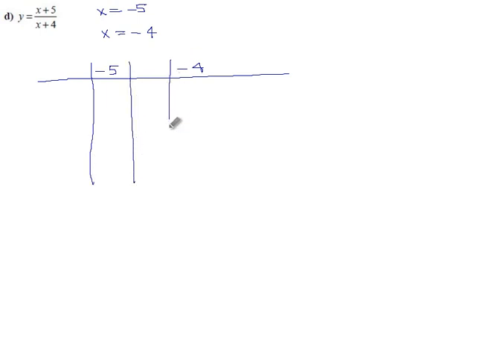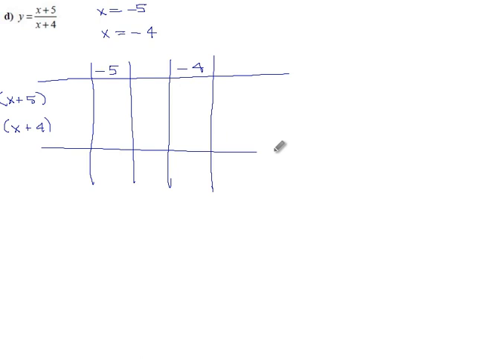And we have the x plus 5 factor. We have the x plus 4 factor. And then we have y, which is the first thing over the second thing. Let's see what we get from that.